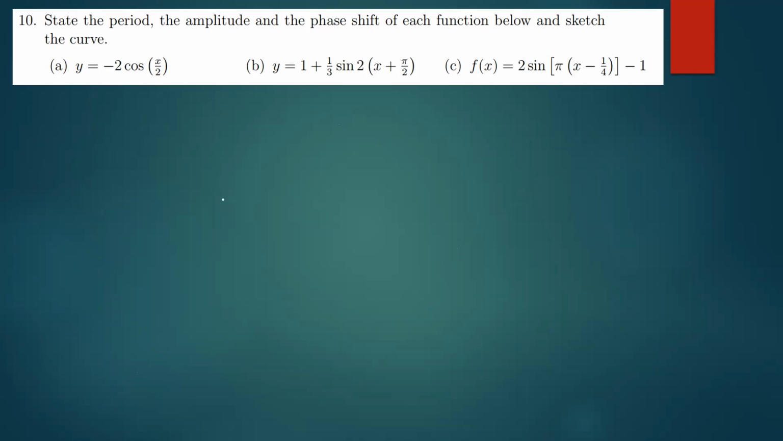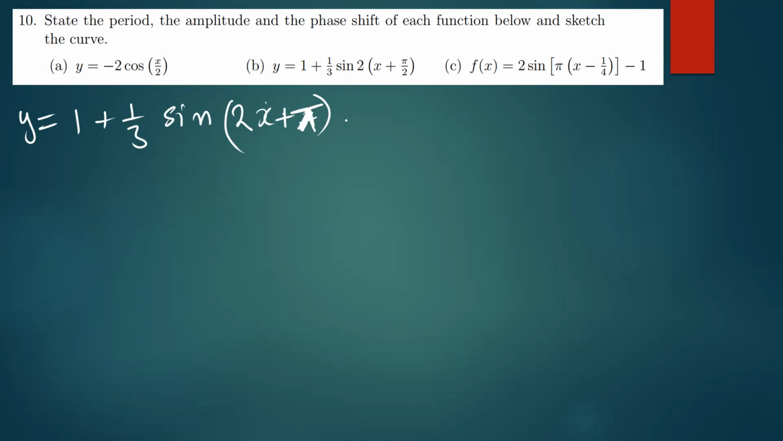Okay, so part B is also simple. We have y is equal to 1 plus 1 over 3 sine, then 2 times x, we're getting 2x, 2 times pi over 2, we're getting pi. So I've just simplified it in advance. I've multiplied the 2 to everything in brackets there. So this is what we have.